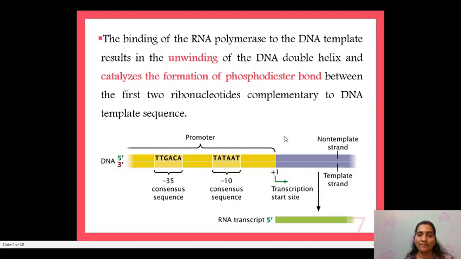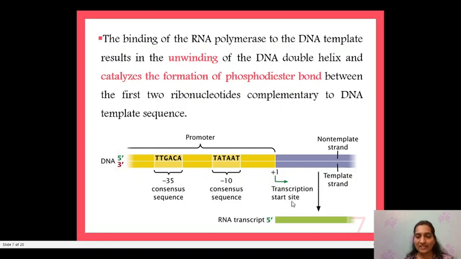So your RNA polymerase binds here and starts unwinding and starts the process of initiation. Your core enzyme helps in the formation of the phosphodiester bond between the ribonucleotides, complementary to the DNA template strand.